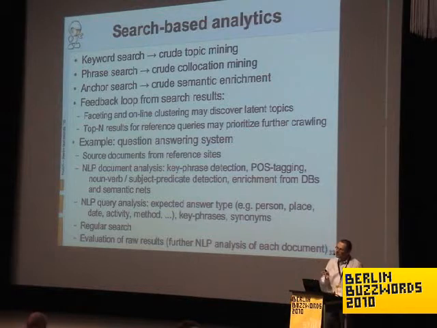Then anchor search, where you search for text in anchors, is a sort of crude semantic enrichment, because the anchor text enriches the target document, not the source document. Well, source documents as well, but we care about the target document. Then you can build a feedback loop from the search results. You may want to cluster search results to discover some hidden topics, or you may feed the top N results to prioritize your search. Oh, this site is interesting for my next search, right? So I should focus and do a depth first crawl of that site.